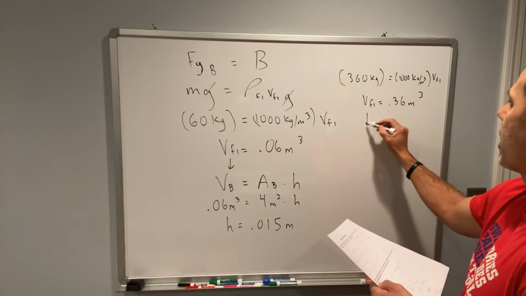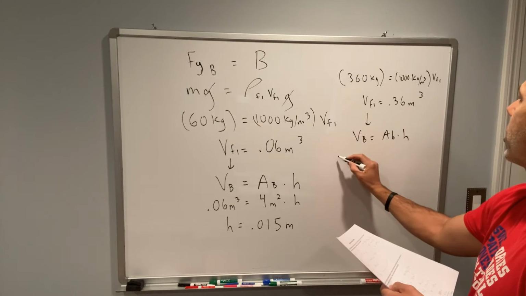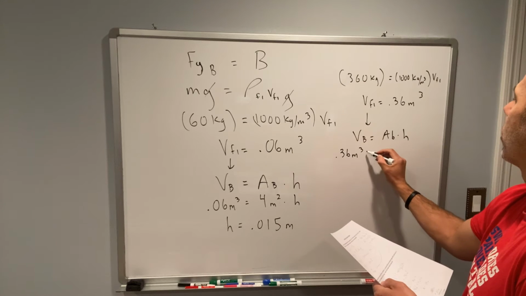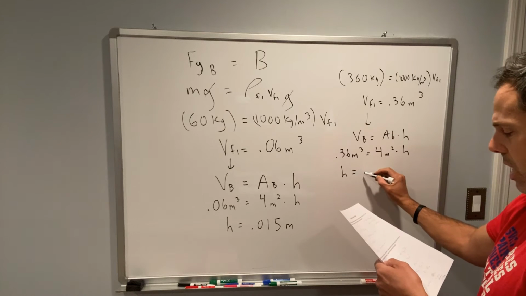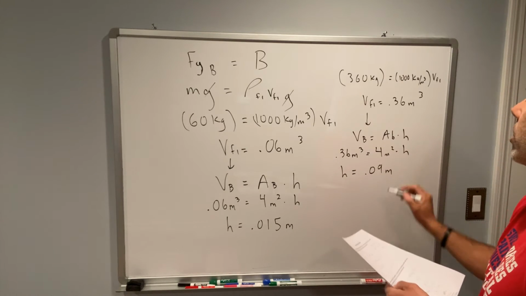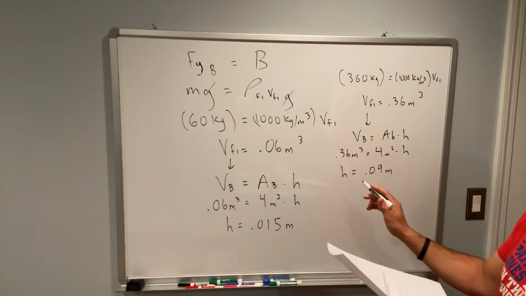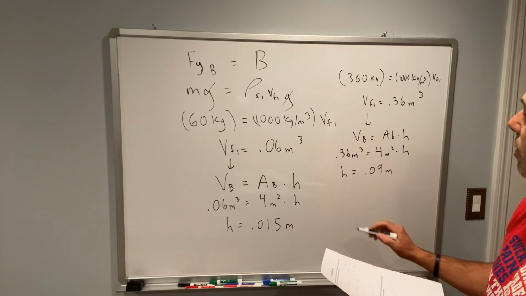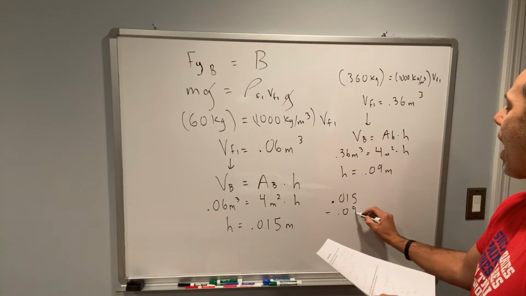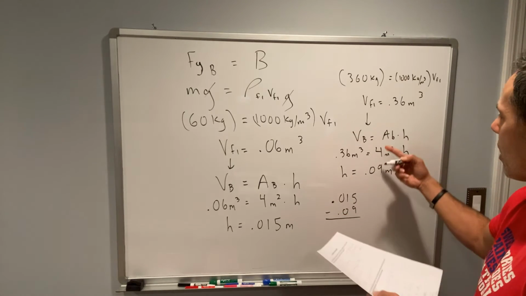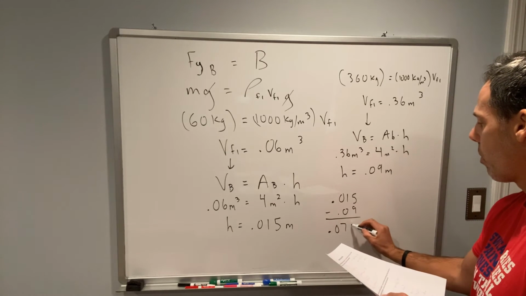And then we take that next step. That's equal to V boat, which equals A boat times H. So 0.36 meter cubed equals the 4 meters squared times H. Now H is 0.09 meters. That's how much it has gone down now, but the question doesn't ask that. It says how much lower does the boat go? So it already went 0.015, so we subtract that from the 0.09. That was the additional submersion, so the answer ends up being 0.075 meters.